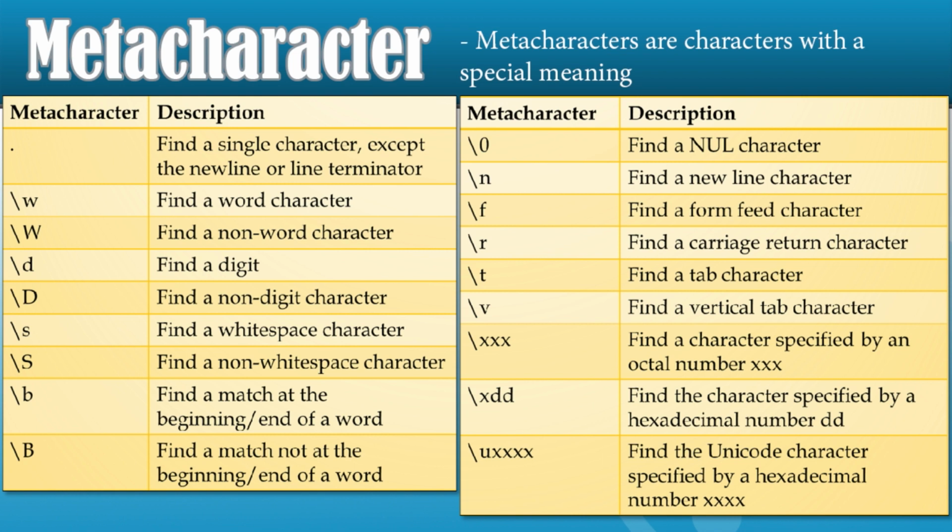You can also find a null character using \0 and \n to find a new line character, \f to find a form feed character. You can use \r to find a carriage return character, \t to find a tab character, \v to find a vertical tab character, \xxx to find a character specified by an octal number, \xdd to find a character specified by a hexadecimal number dd, and \uxxxx to find the Unicode character specified by a hexadecimal number.